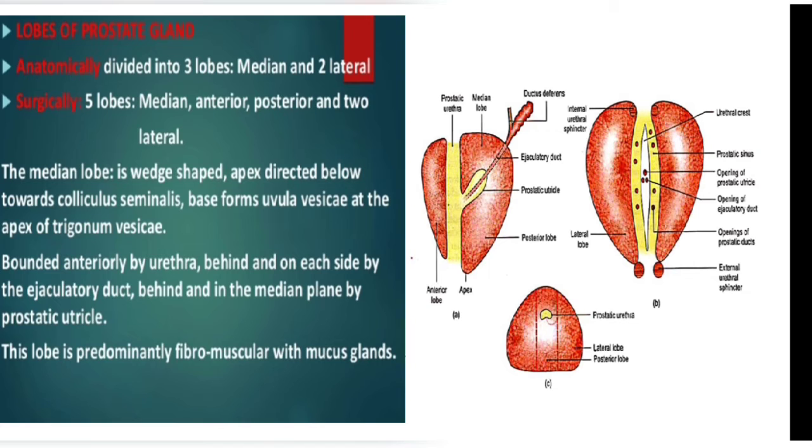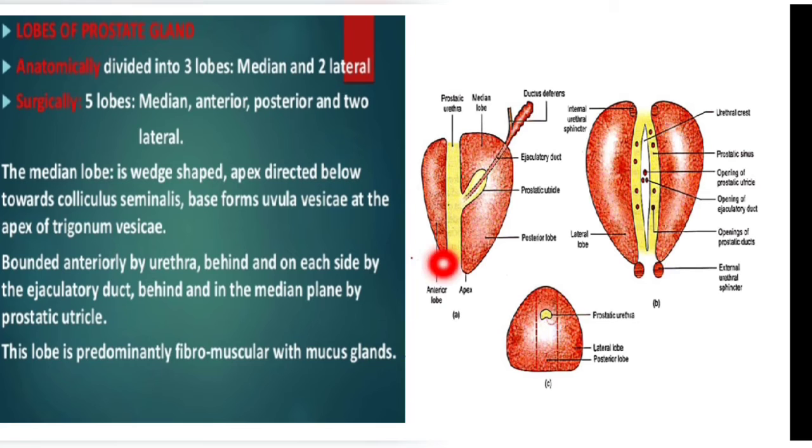The base forms the uvula vesicae at the apex of the trigonum vesicae, bounded anteriorly by the urethra, behind and on each side by the ejaculatory duct, and behind in the median plane by the prostatic utricle. This lobe is predominantly fibromuscular with mucous glands.